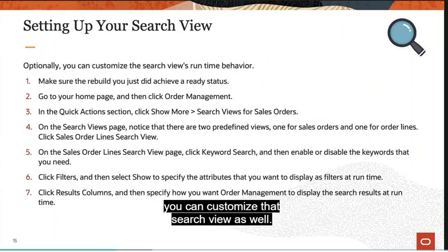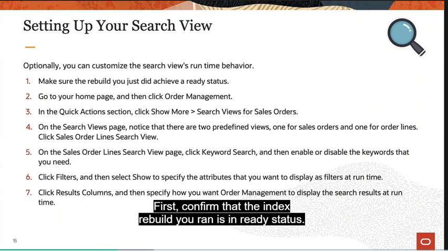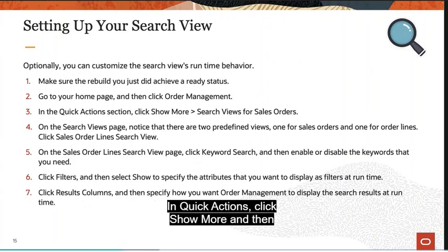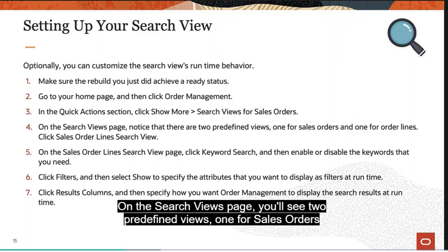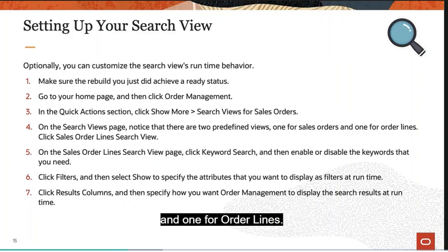If you want to adjust how the search view behaves at runtime, you can customize that search view as well. First, confirm that the index rebuild you ran is in Ready status. Then, go to your home page and open Order Management. In Quick Actions, click Show More, and then select Search Views for Sales Orders. On the Search Views page, you'll see two predefined views, one for sales orders and one for order lines.